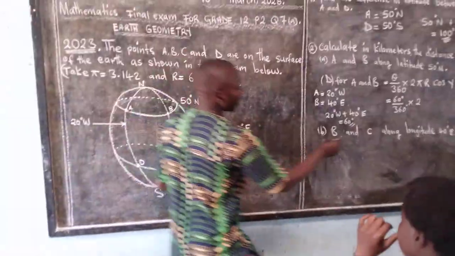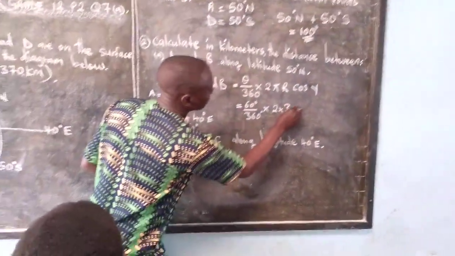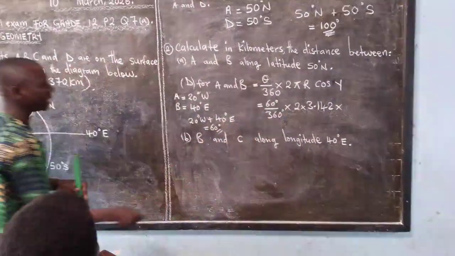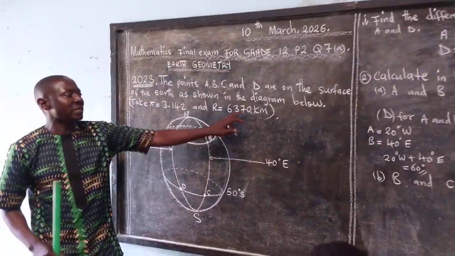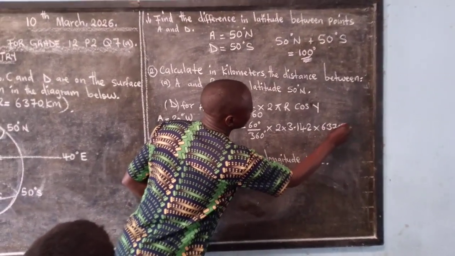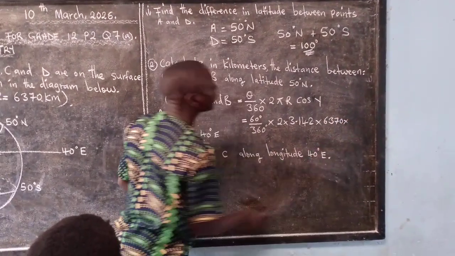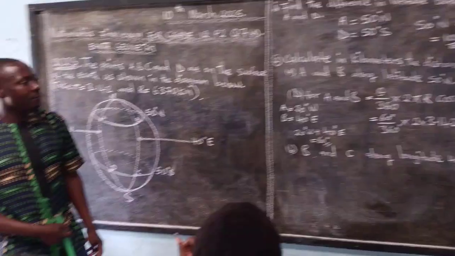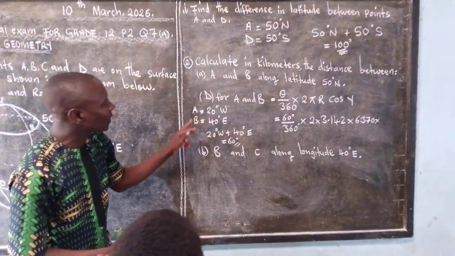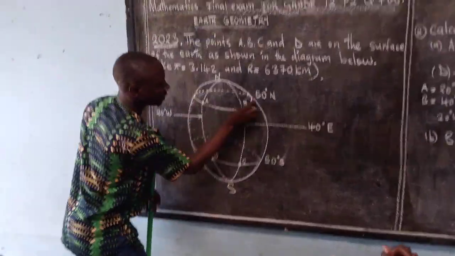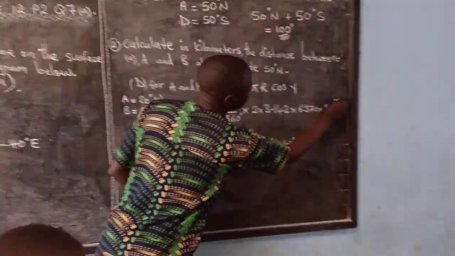3.142. We are going to write times 3.142 times what is our radius? Our radius is 63.70 kilometers. Then times what is our cos? What is our cos y? Cos y is the latitude in which point A and B are found. What is the latitude in which A and B are found? 50. So we are going to replace y with 50 degrees.